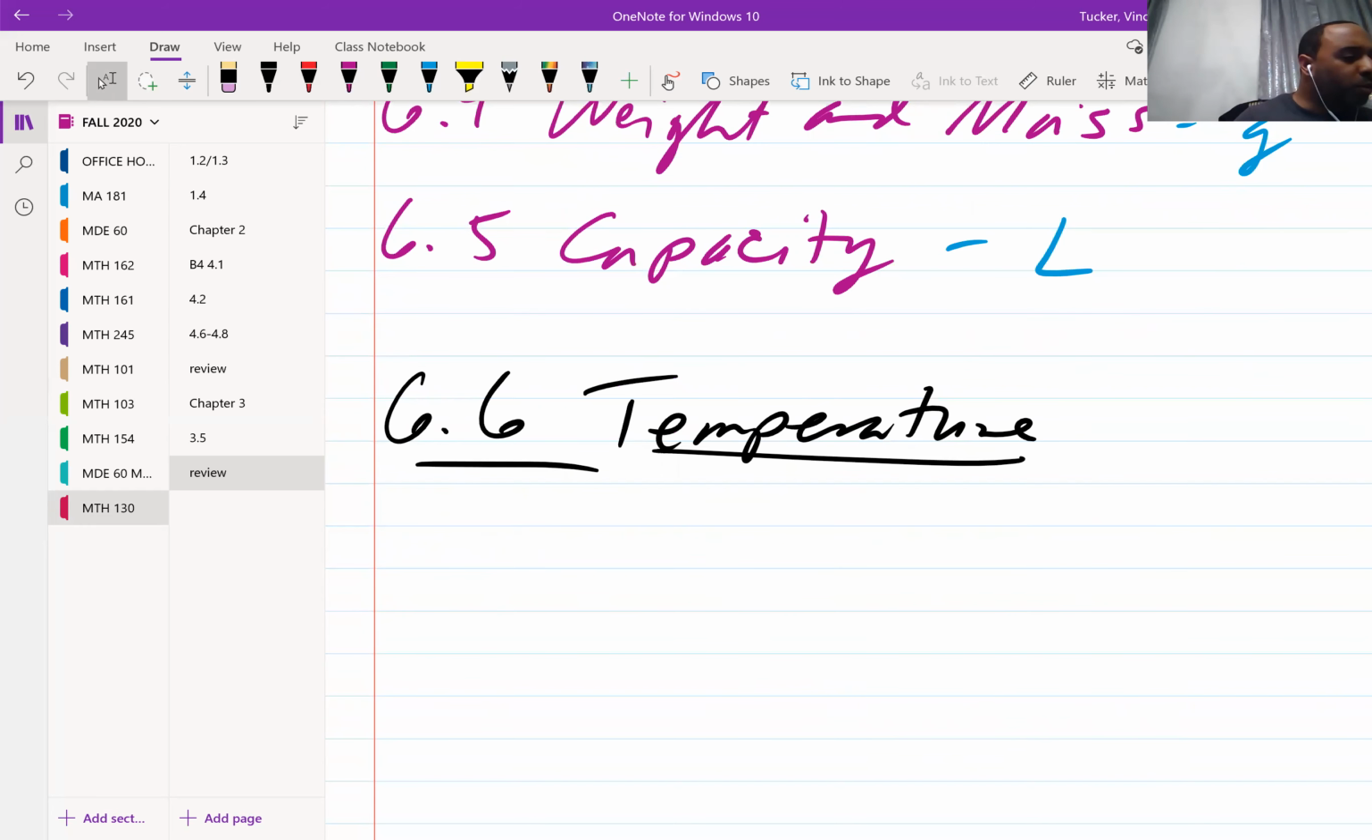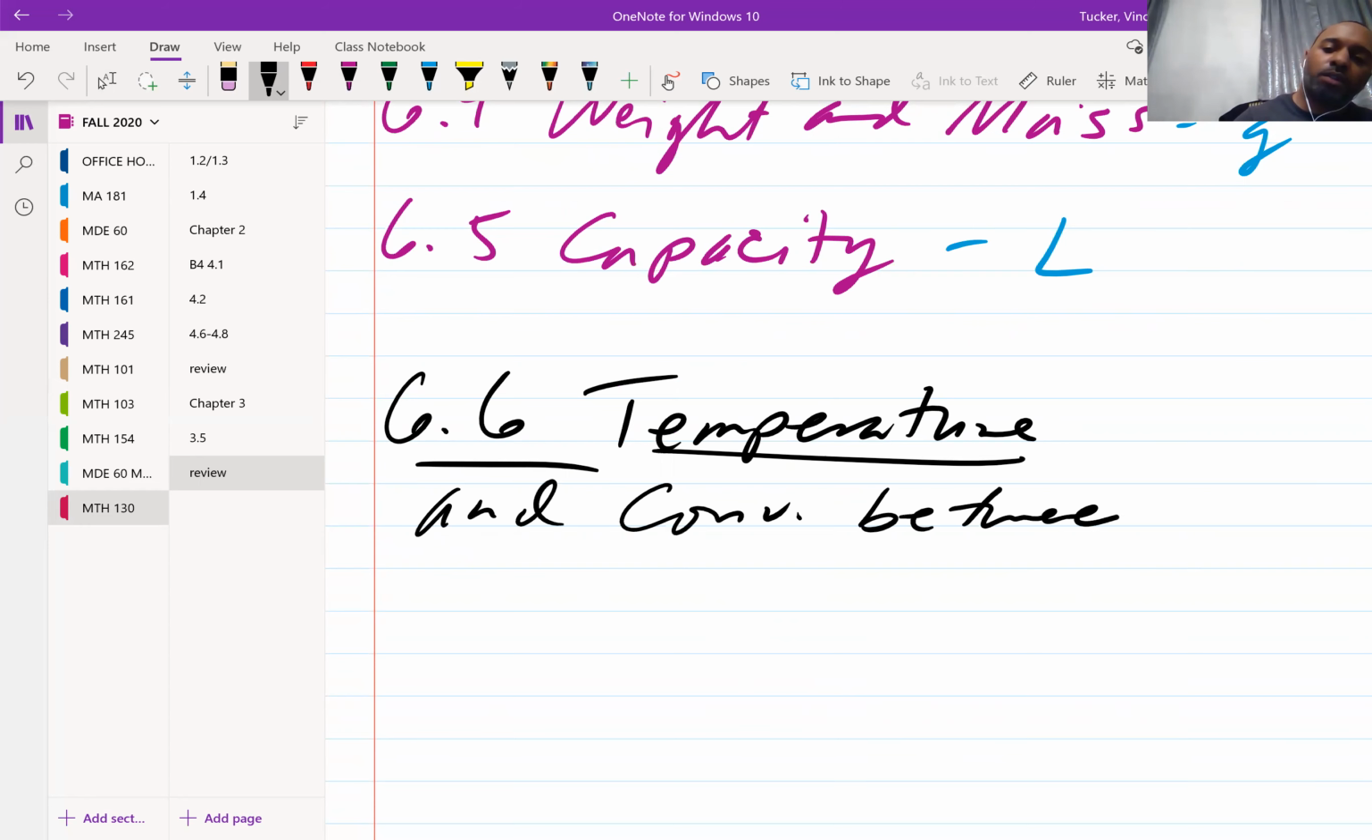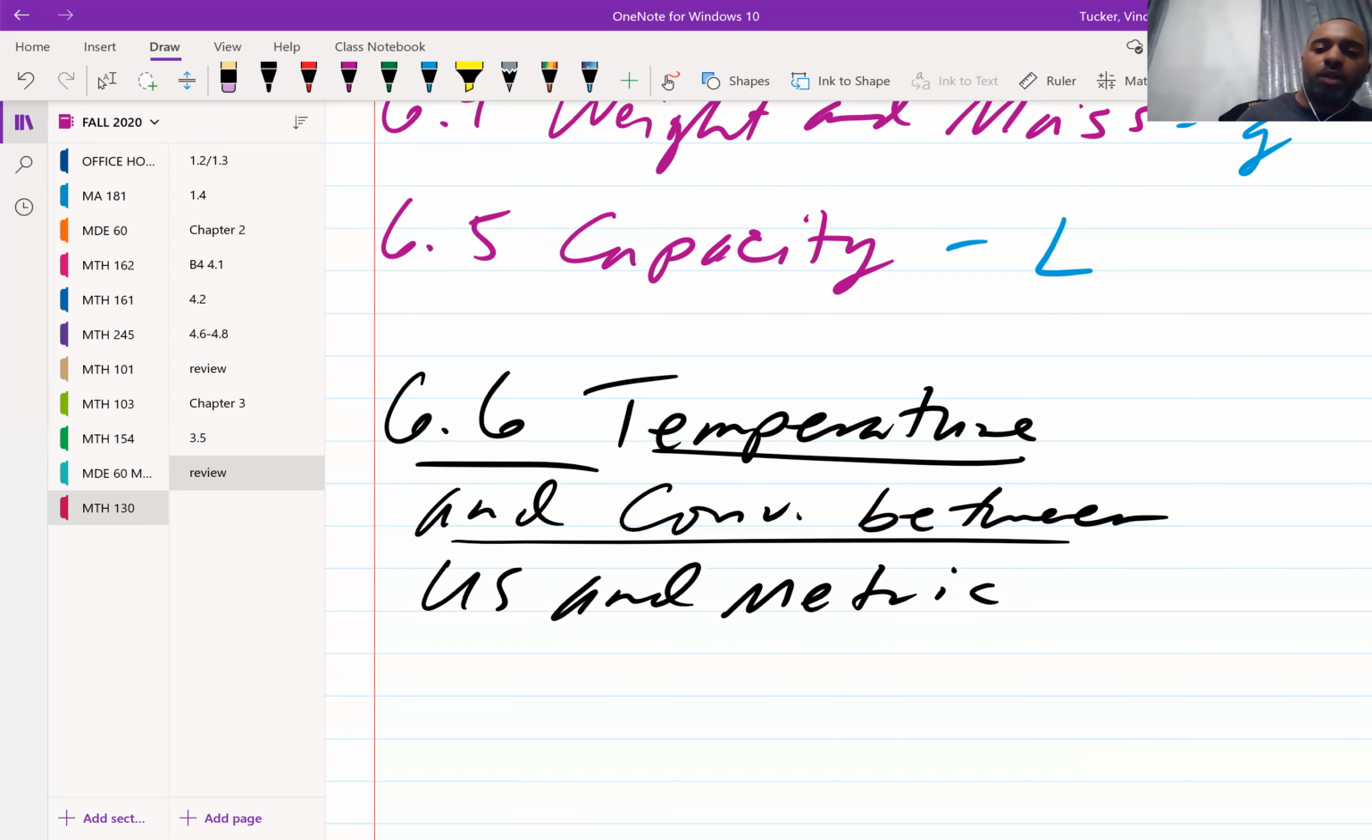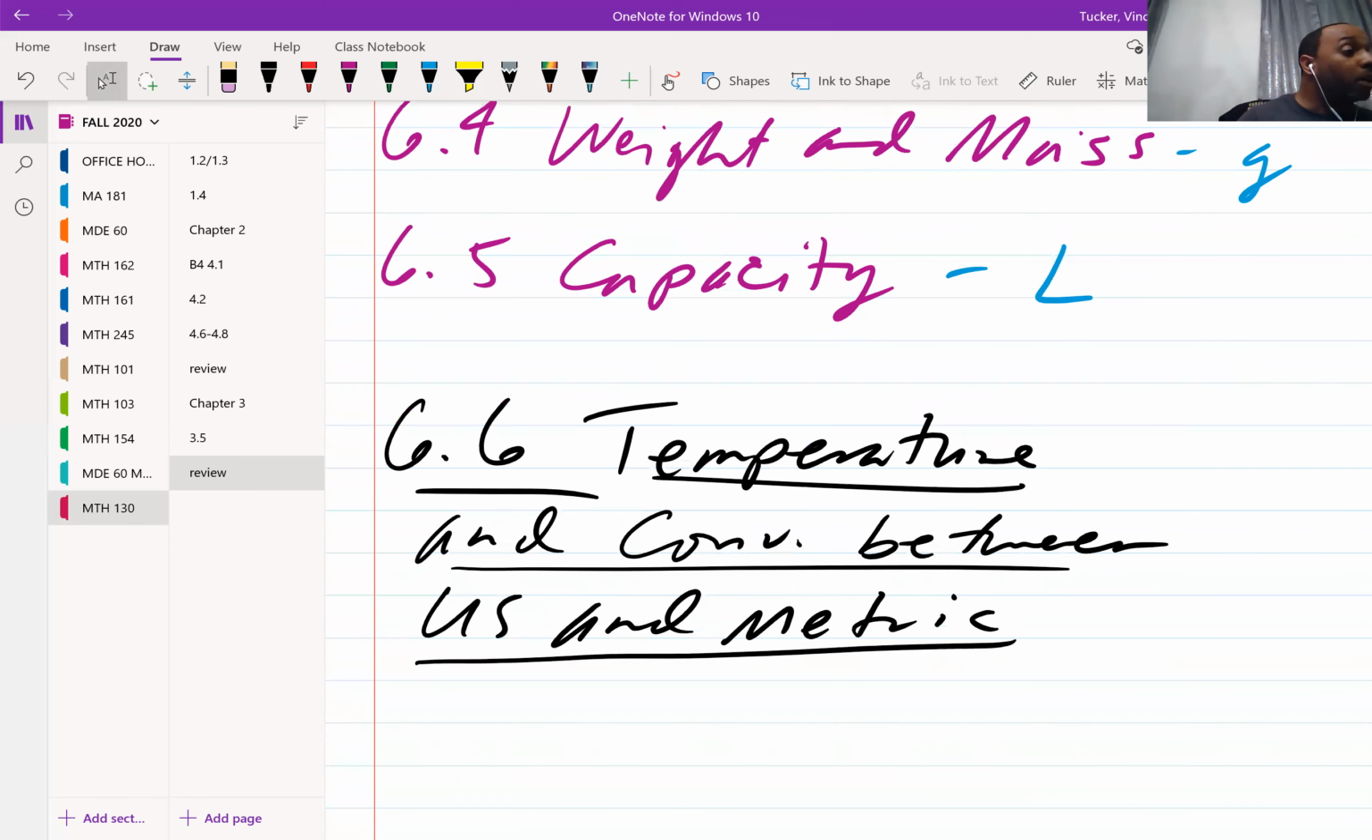Now it's titled temperature and conversion between US and metric. So we already did the other part. The only new piece that we're talking about now is the temperature part, but the conversion between US and metric is going to be in 6.6. The last thing we talked about. The other ones just keep it straight, either just straight US or straight metric. We talk about 6.3, 6.4, 6.5, but then the conversion between the two will be in 6.6. But once again, the process is still the same.